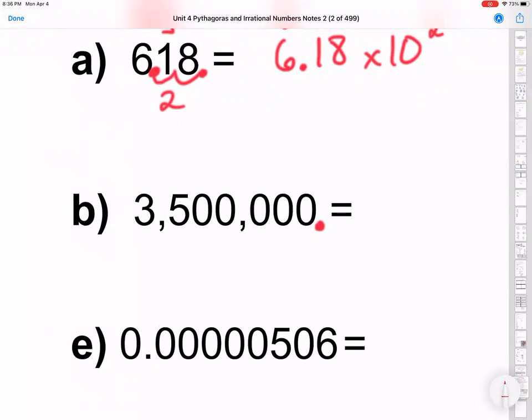So I'm going to move my decimal over 1, 2, 3, 4, 5. I'm still not in between 1 and 10. I'm at 35 right now. But if I go one more time and I have my decimal there, I now get 3.5, which is in between that 1 and 10.